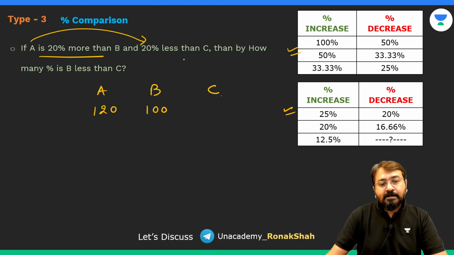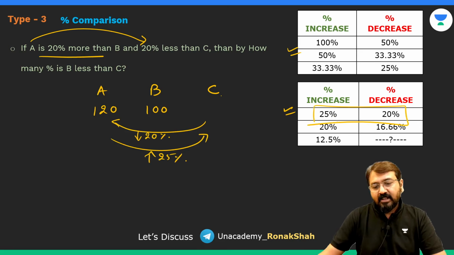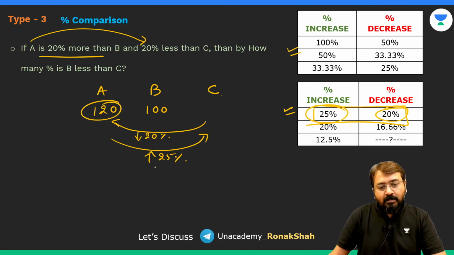Now A is also 20% less than C. So can I say if A is 20% less than C, that means C should be 25% more than A. Again, we are using this pair, decrease of 20%, so increase of 25%. So this will help me find out the value of C very quickly. So just increase this value by 25%. 25% of 120 is 30. So C should be 150.